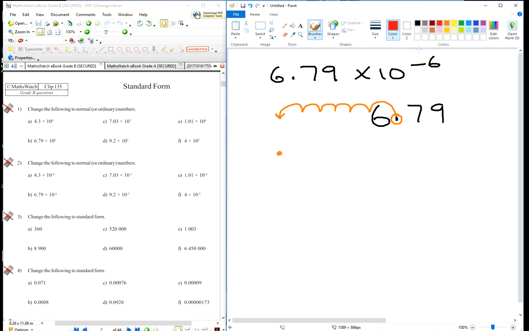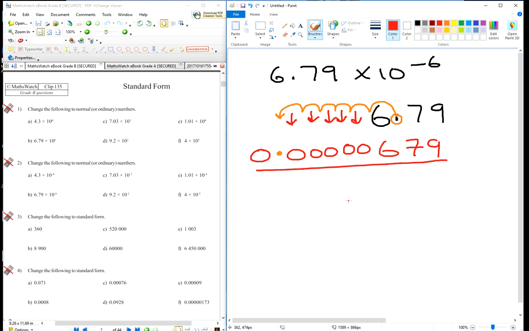Now, what do we do with these gaps? With these gaps, we fill them in with zeros. So we have 0, 0, 0, 0, 0. So 1, 2, 3, 4, 5. Is that right? 5. Copy down the original 6, 7, 9. And we need an extra 0 for good measure, so our number sounds and looks correct. Yes, we can say 0.00000679, but we should really say 0 point all those zeros, 6, 7, 9. So that's an example of how we do the negative ones. Positive indexes we move the decimal point to the right. Negative ones we move to the left.